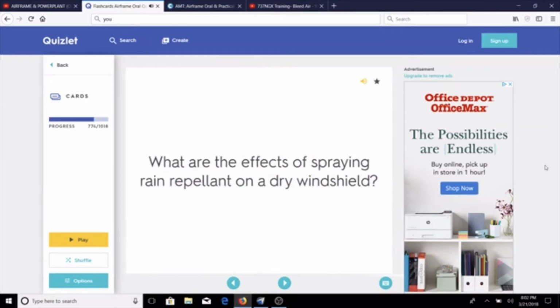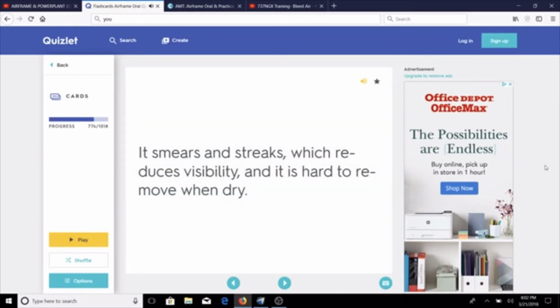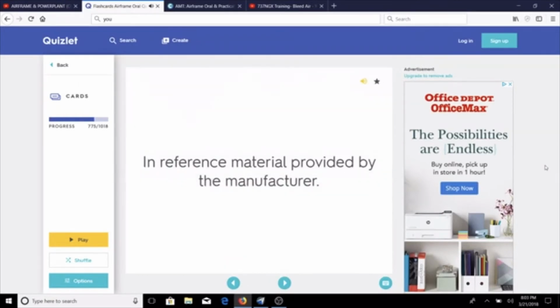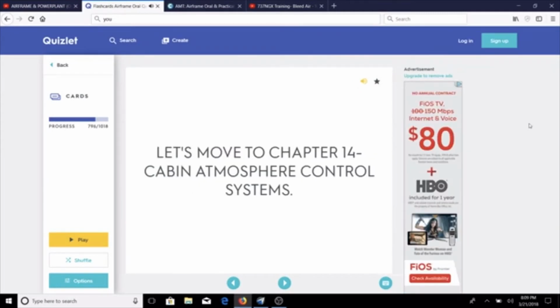What are the effects of spraying rain repellent on a dry windshield? It smears and streaks, which reduces visibility, and it is hard to remove when dry. Where would you find information on the acceptable limits of windshield delamination? In reference material provided by the manufacturer. Let's move to Chapter 14, Cabin Atmosphere Control Systems.